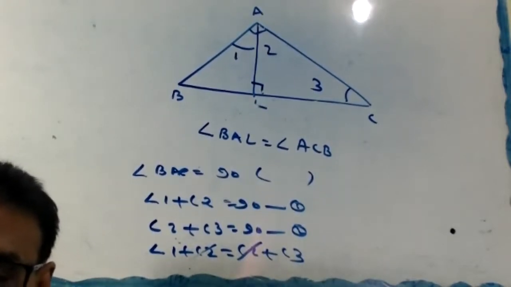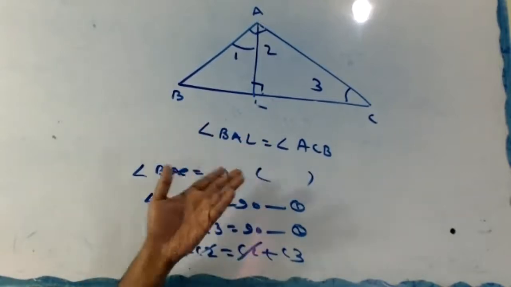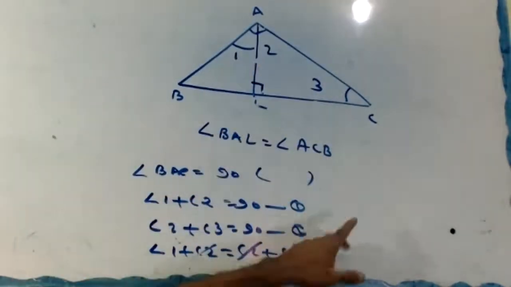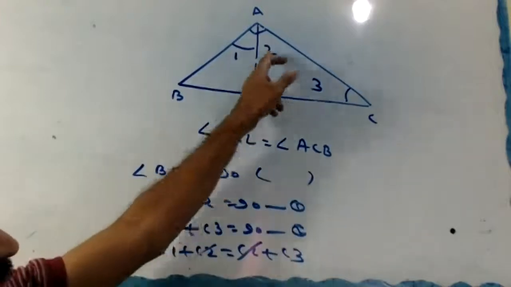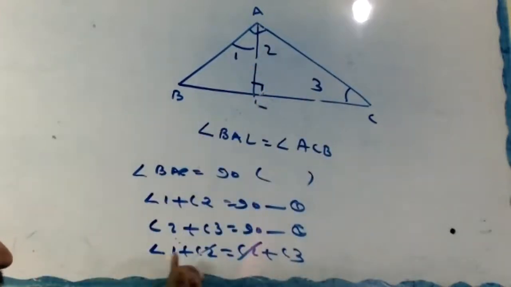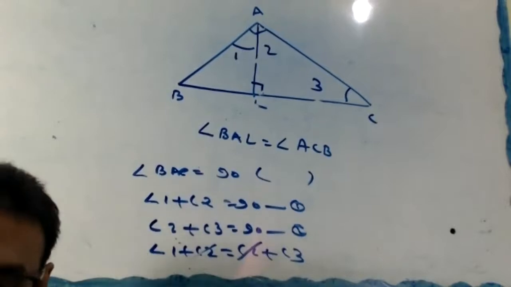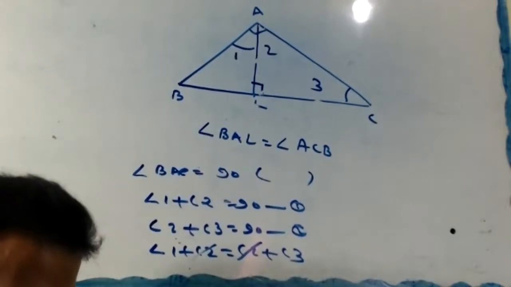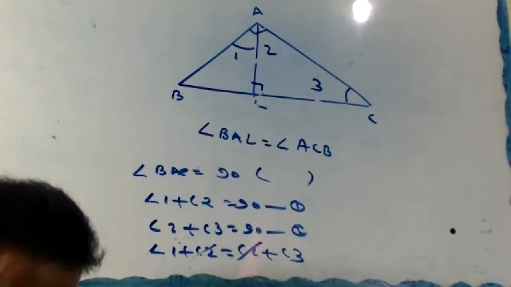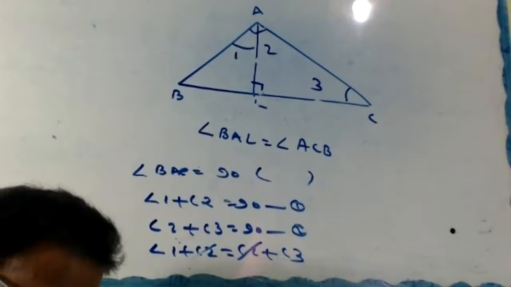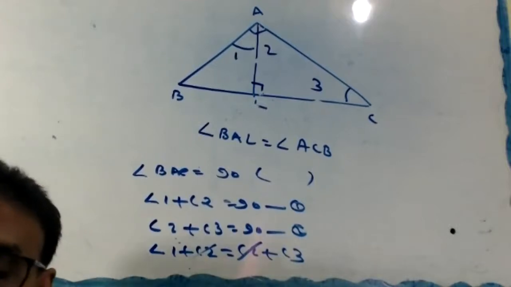So it is quite easy now. Look at here. Angle 1 plus 2 is 90, because given. 2 plus 3 is 90. This is 90. So 1 plus 2 equals 2 plus 3. Okay, next question. Clear now?